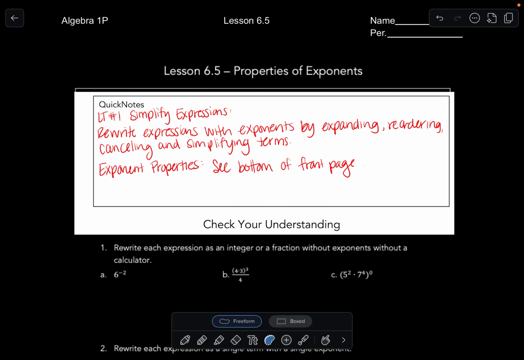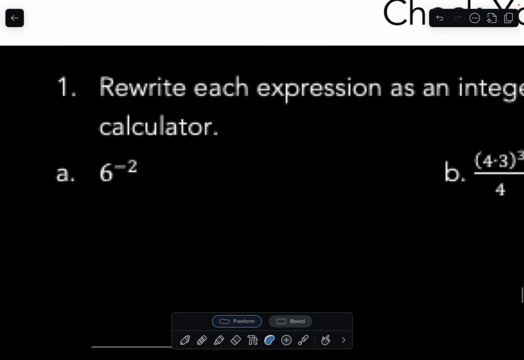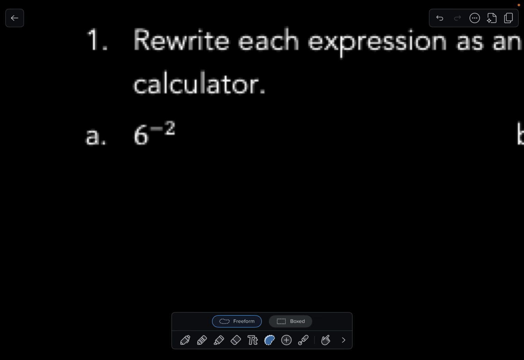All right, class. This is lesson 6.5, properties of exponents. Check your understanding. The first question, number 1, A, B, and C, asks you to rewrite each expression as an integer or a fraction without exponents, without a calculator. So do this without a calculator. So you have to remember your properties of exponents.